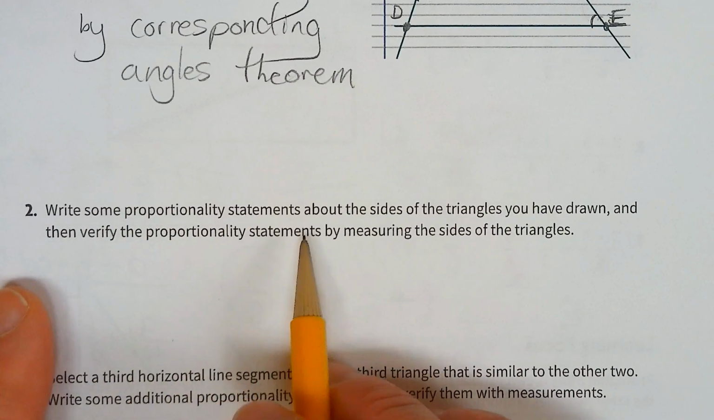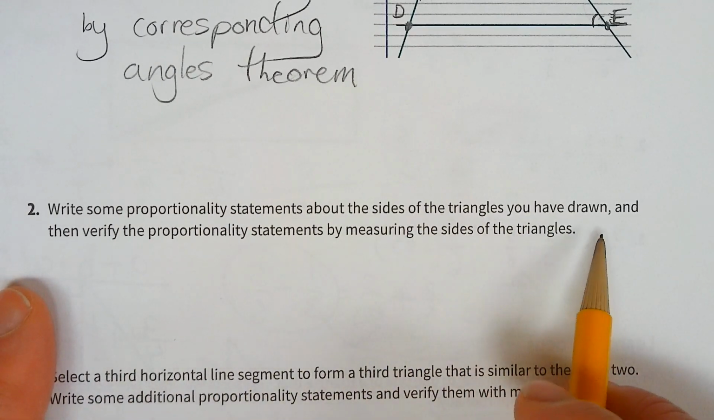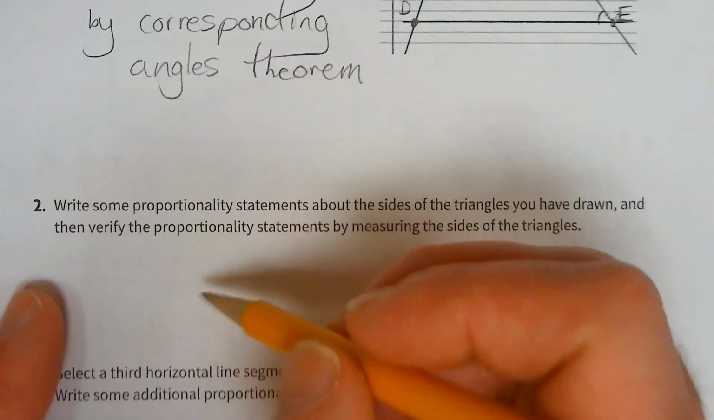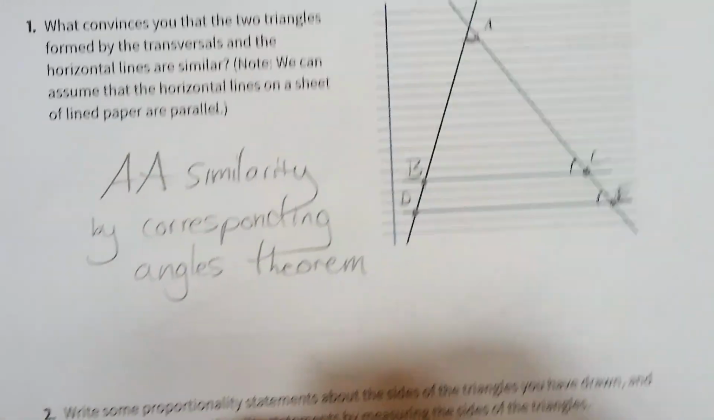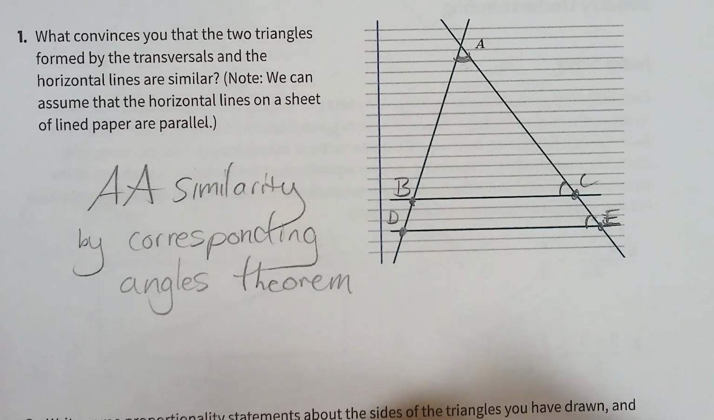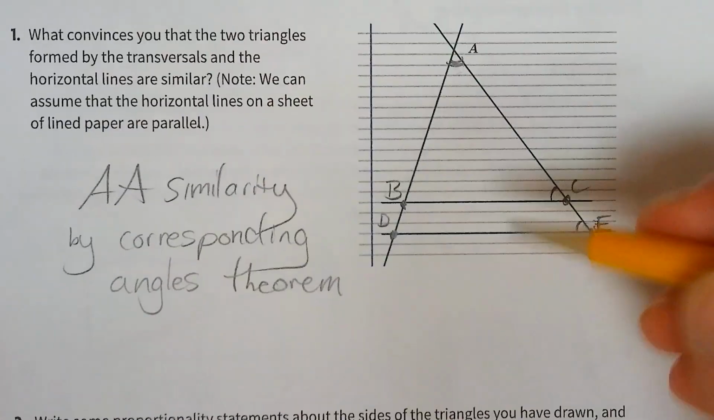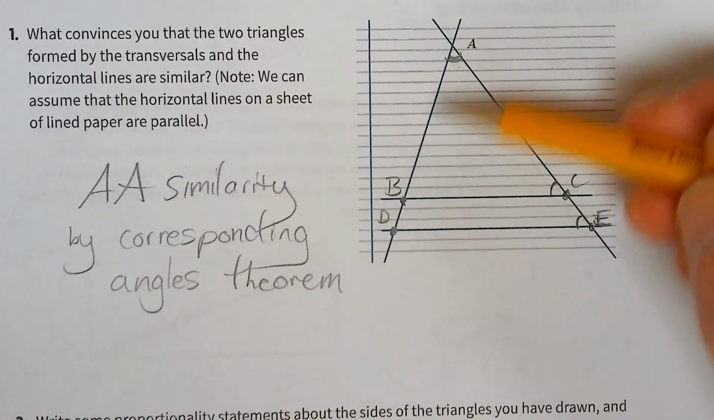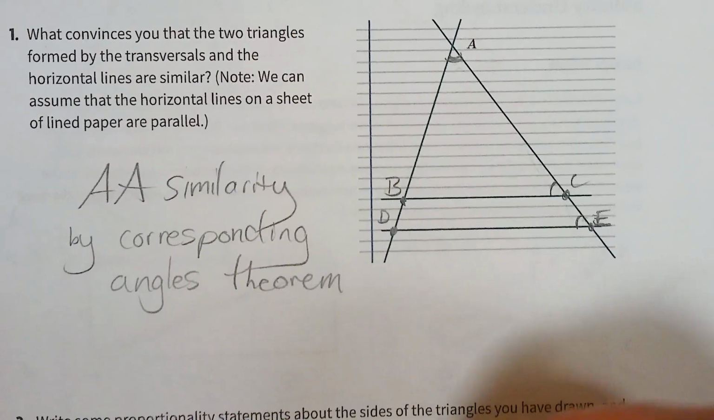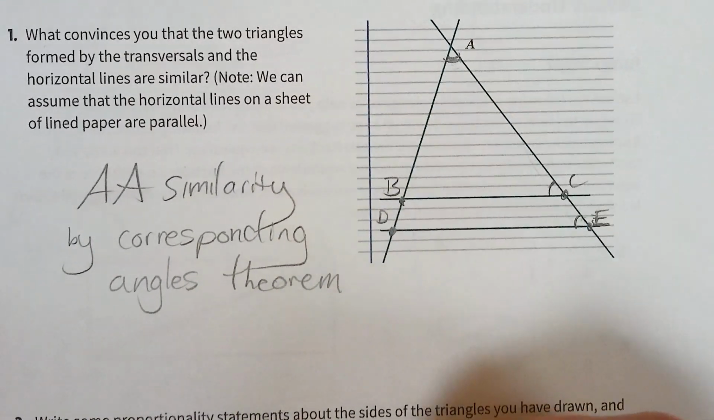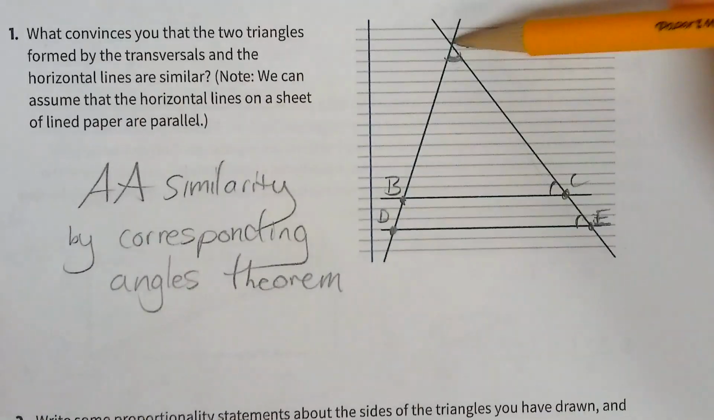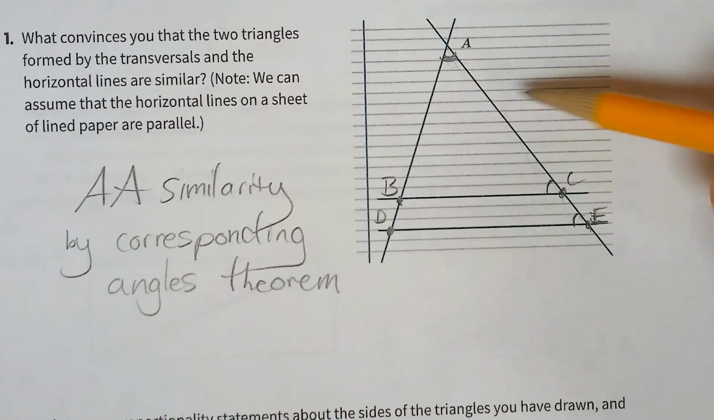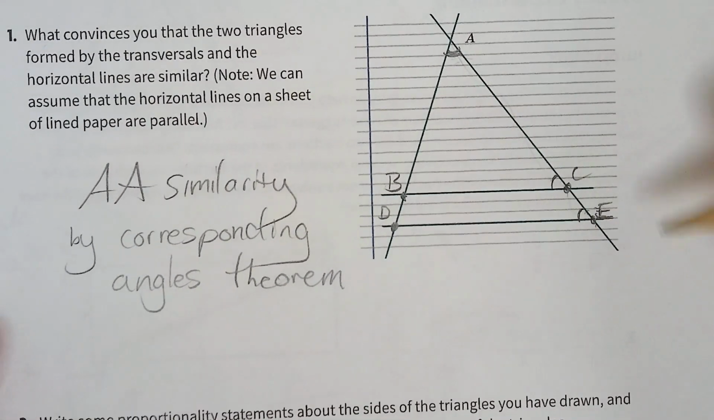Write some proportionality statements about the sides of the triangles you have drawn, and then verify the proportionality statements by measuring the sides of the triangles. Here we go. Well, what do we think? We think that probably AC compared to AE must be the same proportion of AB compared to its corresponding side of the bigger triangle, which overlaps it, of course, which is confusing. But so the small side of the small triangle, or this side of the small triangle, versus its bigger version of the big triangle, which mostly overlaps itself, but is a different side.